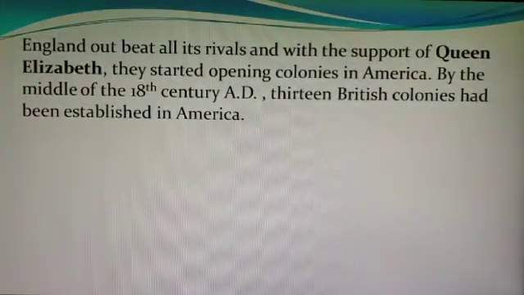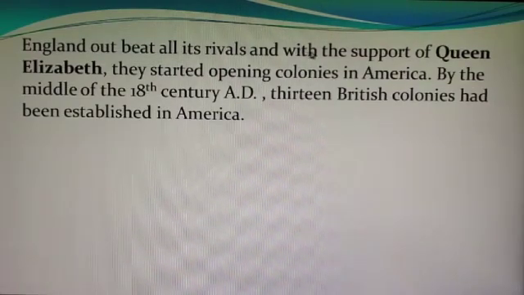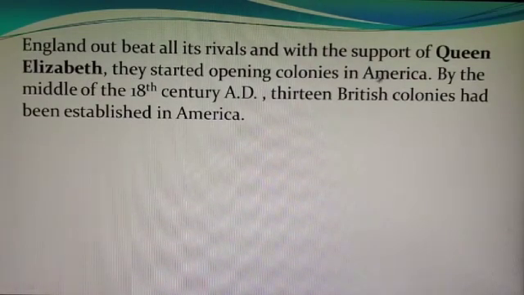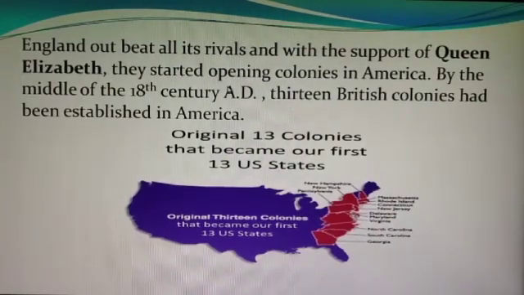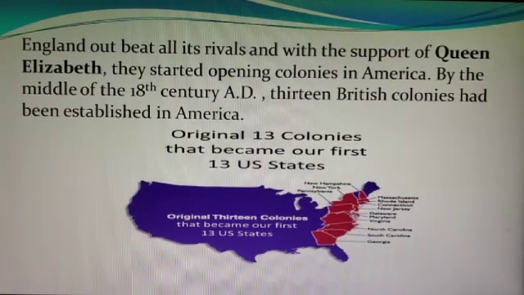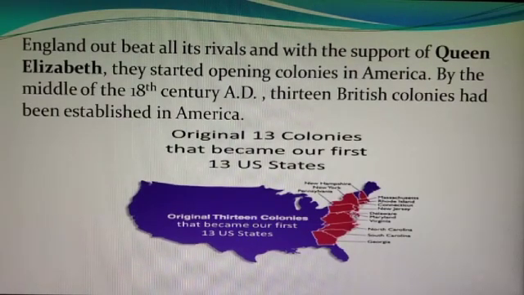England was the country that outbid all its rivals, and with the support of Queen Elizabeth, they started opening colonies in America. By the middle of the 18th century AD, 13 British colonies had been established in America. Now look at this colorful picture. You just open your book. It is also given in your book very nicely. The 13 pictures of the 13 colonies on page number 16. All the pictures of the colonies are given. It is just on the bank of the Atlantic Ocean, the eastern coast of America.